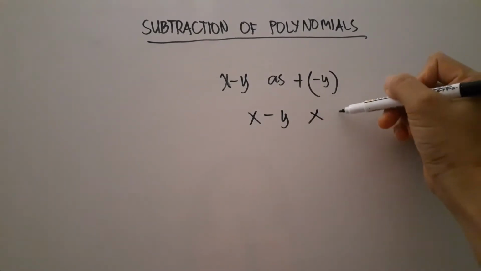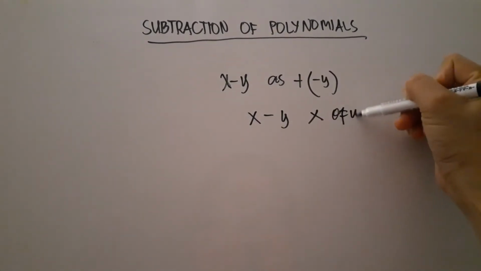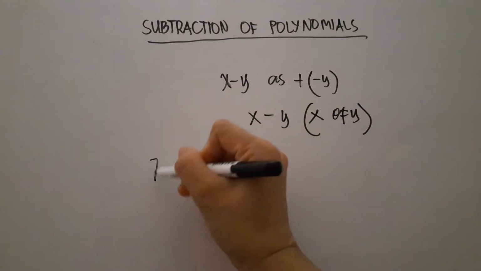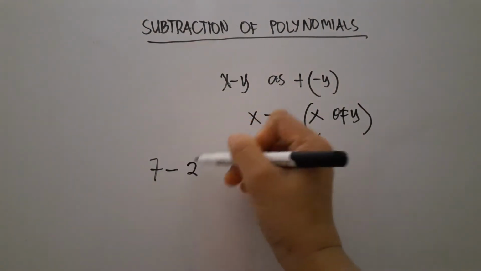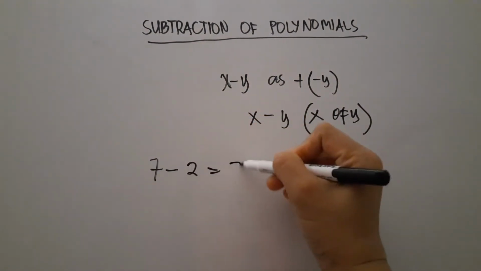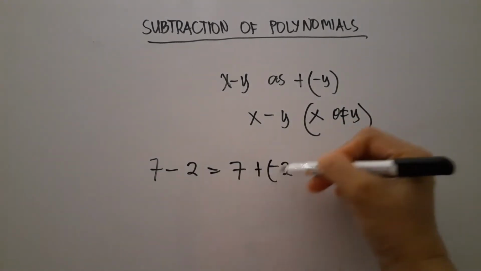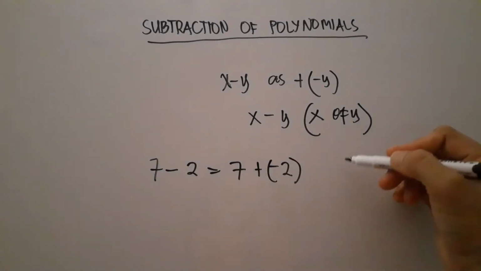This is what we call the additive inverse of a polynomial. When we say additive inverse, you can see that in the second polynomial, we can change the sign. We subtract two polynomials by changing all the signs on the second polynomial. For example, 7 minus 2 is equal to 7 plus negative 2.